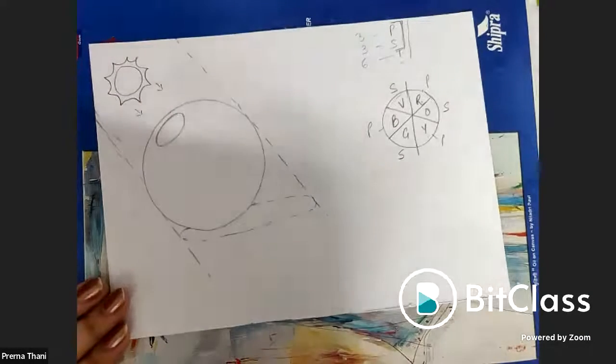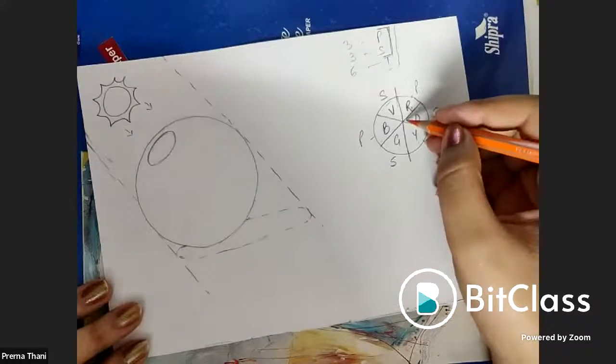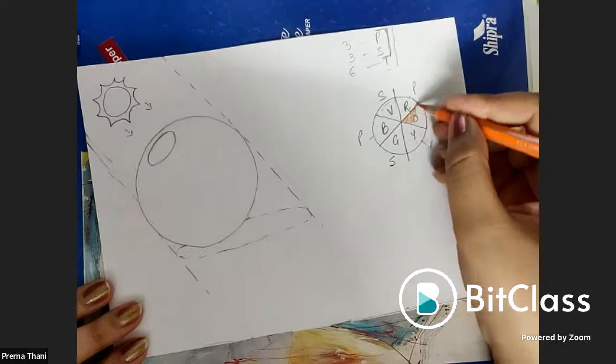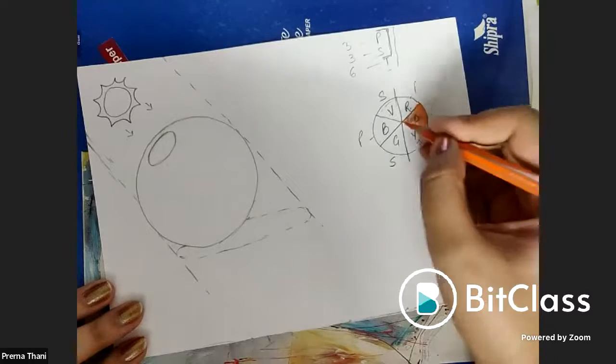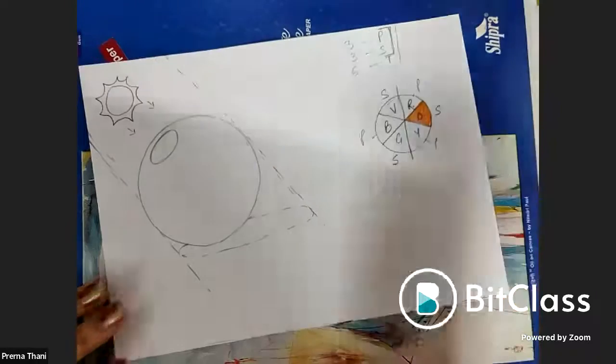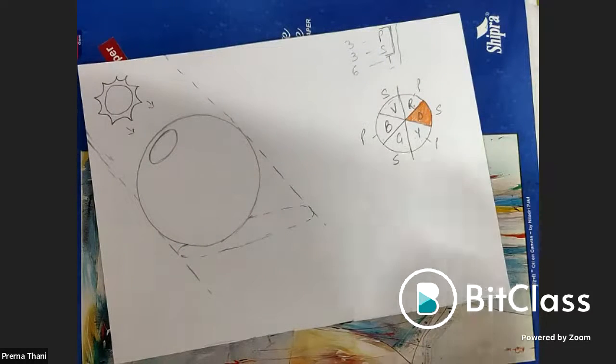So I am going to select my base color. I have selected orange. This is what I want my object to be, orange. Now whenever we are drawing an object and we select our base color, do not use only the base color. We have to use more colors. I usually use three colors. Base color is orange.